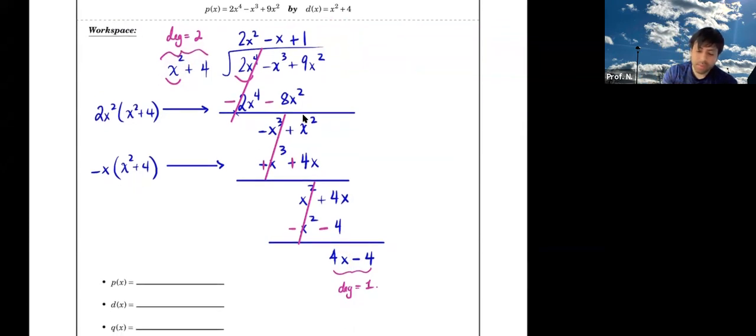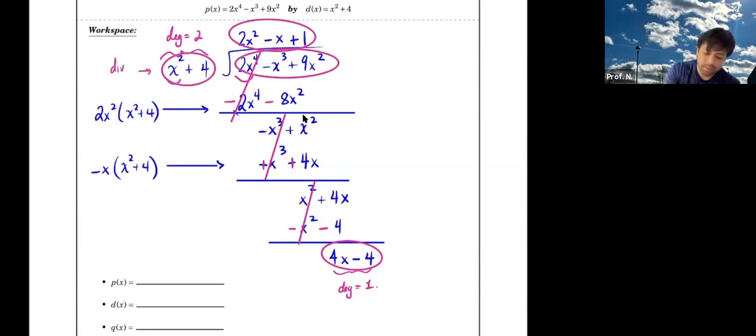So here we go. We found everything, right? We've completed the long polynomial long division, and we notice what are our different parts of the division algorithm. So we know for a fact that this is my divisor. We know for a fact that this is my dividend. We know for a fact that this is my quotient. And we know for a fact that this is my remainder.